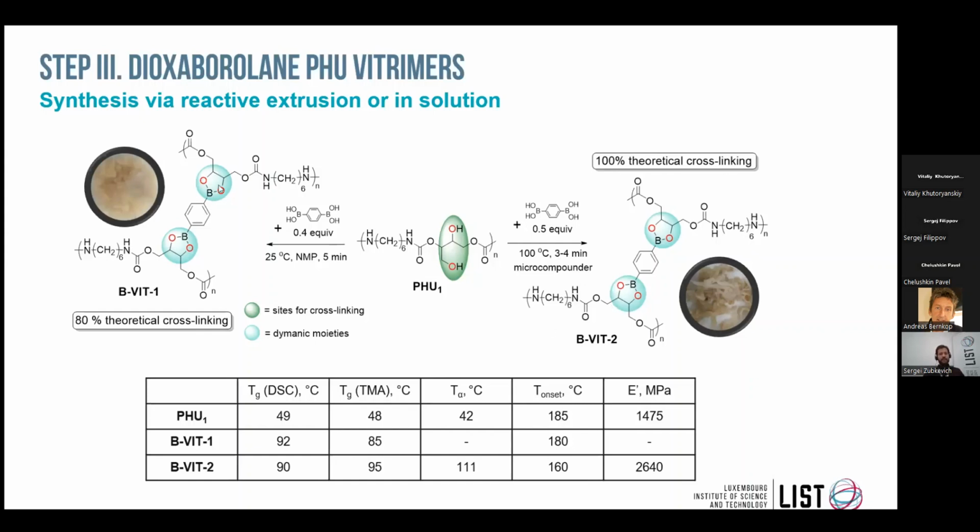As you can see, the cross-linking and the modification significantly increase the glass transition temperatures, so the degree of cross-linking is quite high. Also, it increases the storage modulus measured by DMA. That means the samples are more rigid.